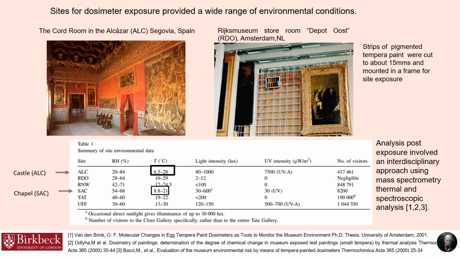So the site exposure sites which were selected had a range of RH and temperature conditions and light, and here is a summary. You can see we have controlled conditions in places like Tate in the Claw, which was very controlled, whereas in the Alcazar, the historic castle, we have a very wide fluctuation in RH and also temperature.